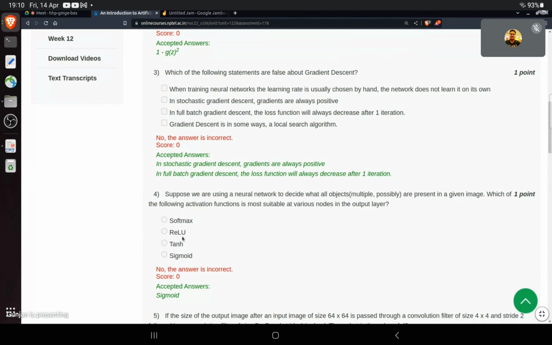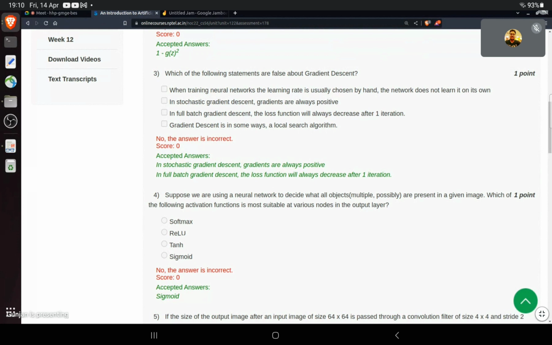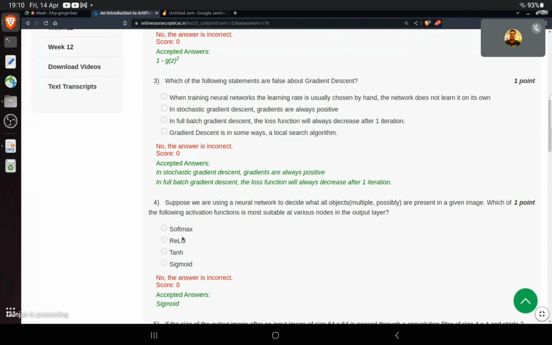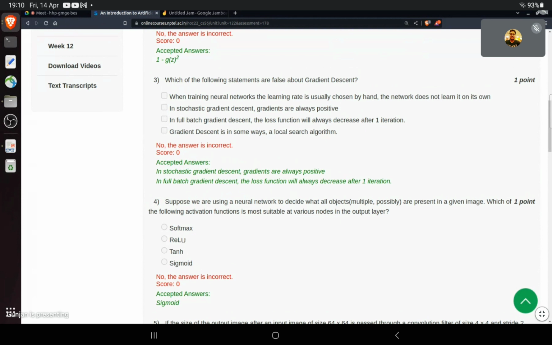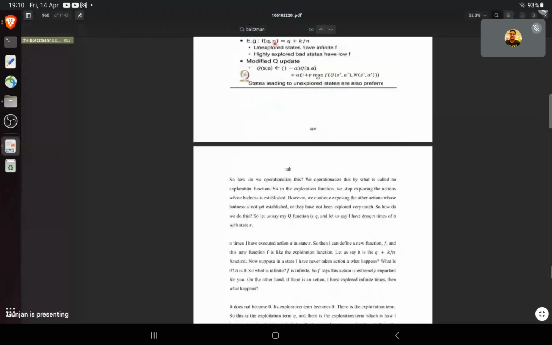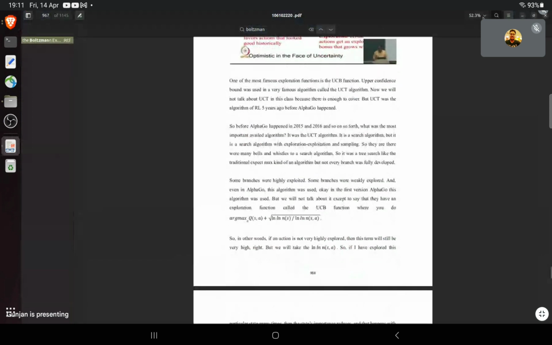Okay, actually sigmoid fits most applications, or what? What does the lecture say? Okay, let me see. Have they talked about this in the lecture? I mean, they should have, right?